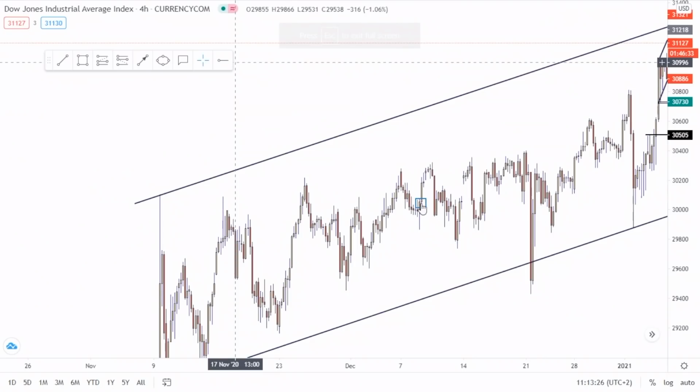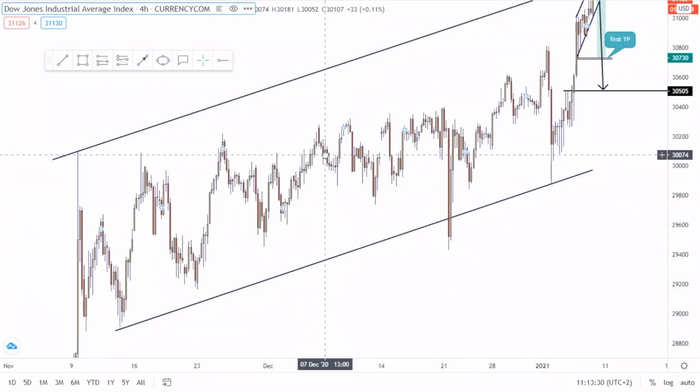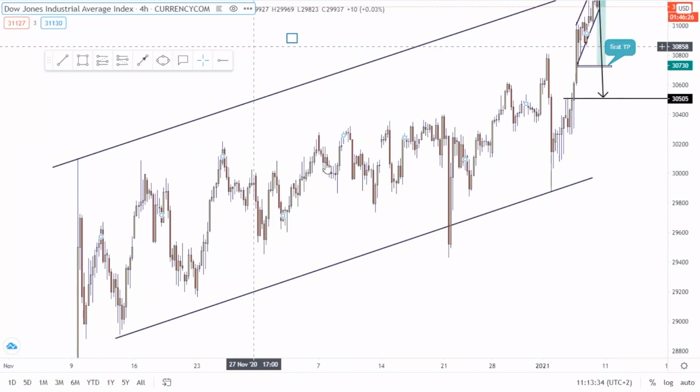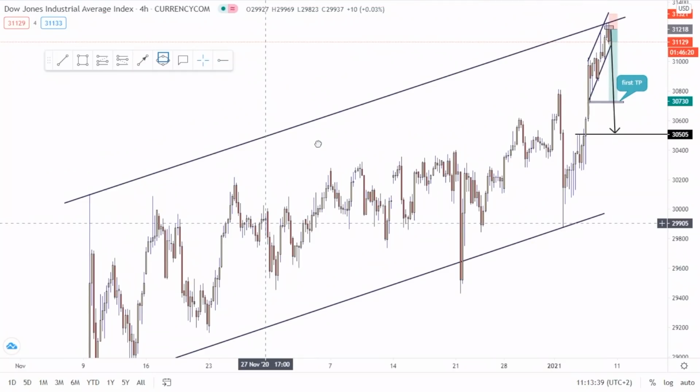So today I'm going to be looking at the US 30. This is a 4-hour time frame. So what's actually happening on the 4-hour time frame? I noticed something.